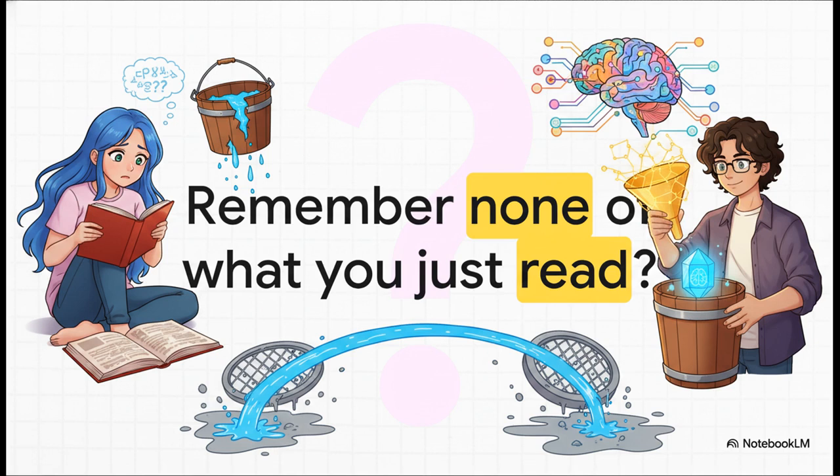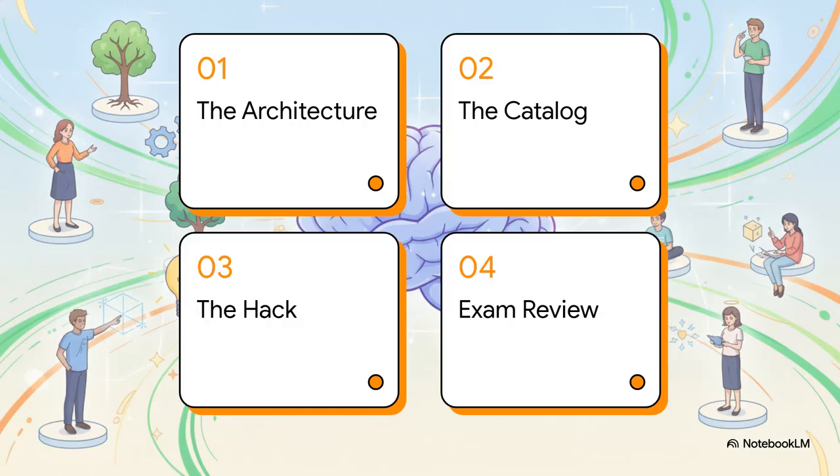It teaches us exactly how information is processed, categorized, and stored, allowing us to work with our brain's natural architecture rather than constantly fighting against it. So, here is our game plan for this explainer. 1. The architecture. 2. The catalog. 3. The hack. And 4. An intro psych exam review.